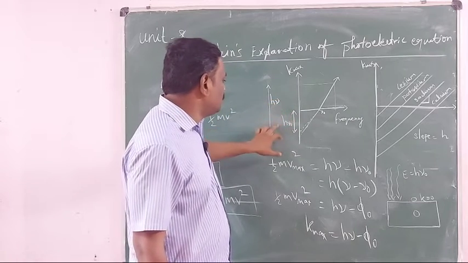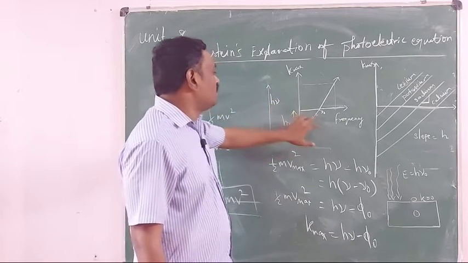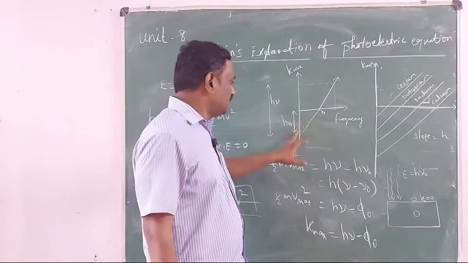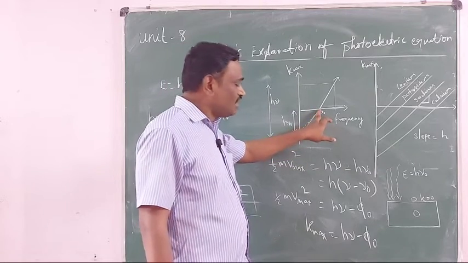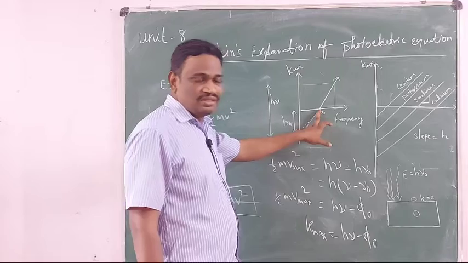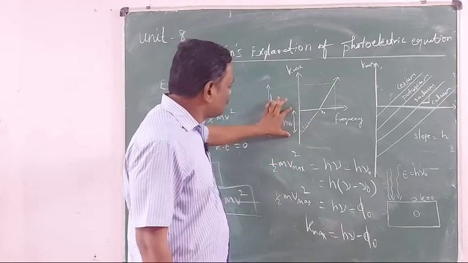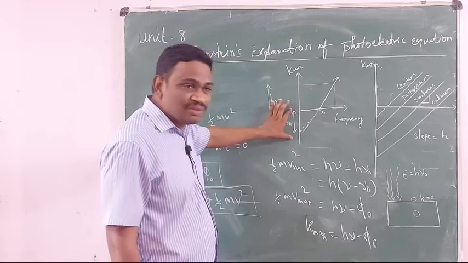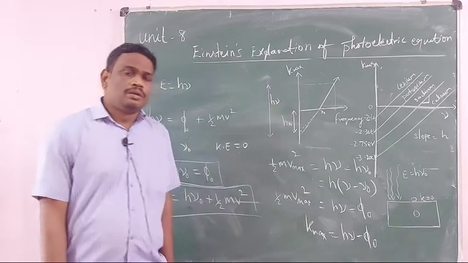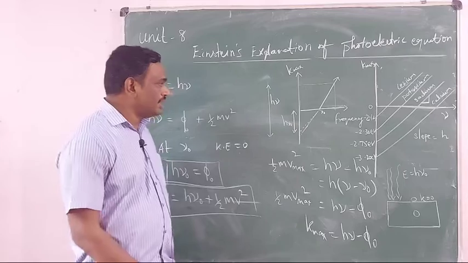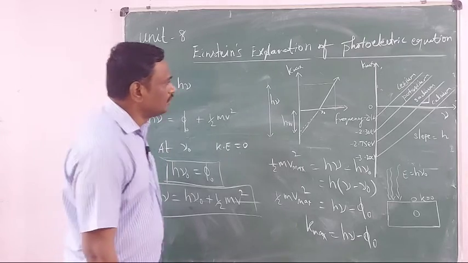So this h nu naught is the minimum energy. At threshold frequency, the electrons are just ejected, but the kinetic energy of the electron is 0, because the velocity of the electron is 0. So here h nu naught is the minimum energy, or the work function of the metal. Millikan experimentally verified Einstein's photoelectric equation.